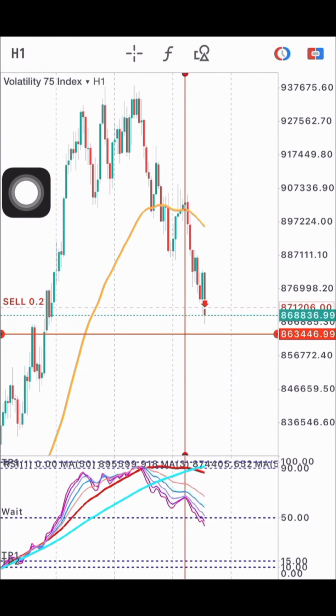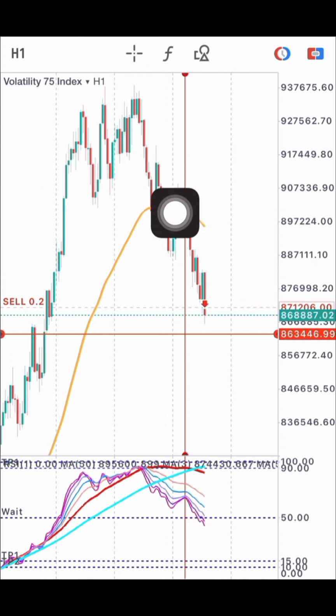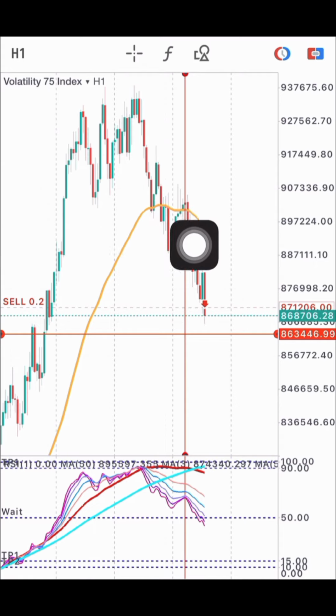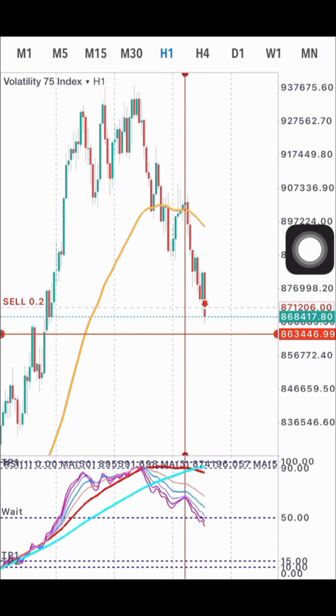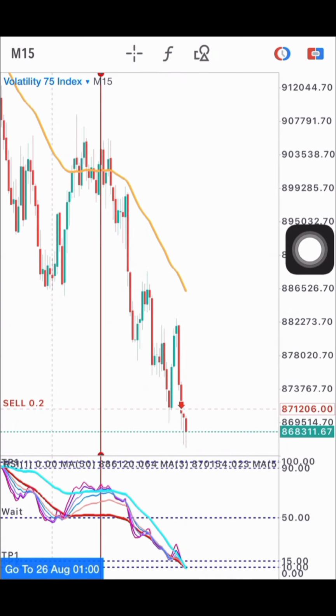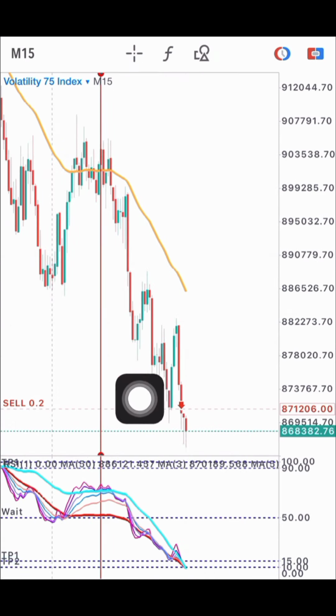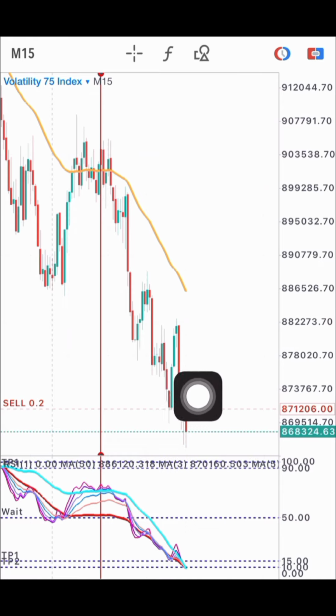Candle here. Look at the candle. After this retracement, this candle has come and closed below this 50 exponential moving average, and there was a bearish engulfing here. That's our confirmation. We use our 15-minute chart and got our entry here exactly at this point, exactly at this breakout. That's how we got our entry.